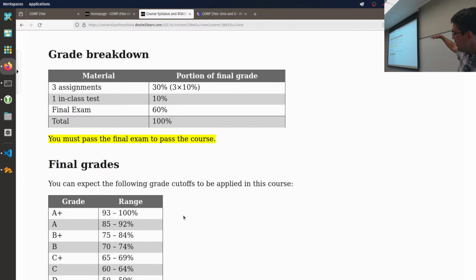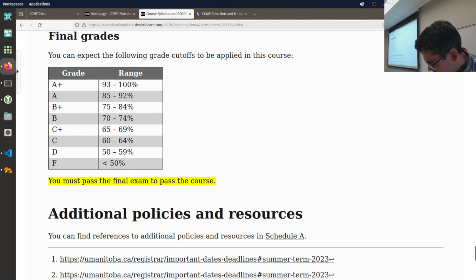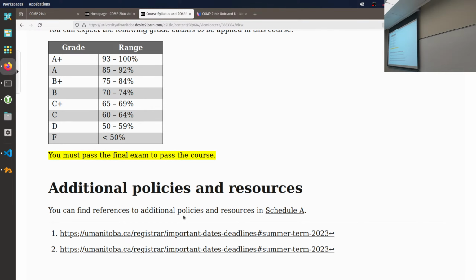We do have this caveat that you must get a passing grade on the final exam to pass the course. So if you get something that's lower than 50%, then the outcome is that you would get an F in the course. The other policies and resources, you can take a look at the Schedule A link. This is also alongside this document, and it's a PDF, and you can find it on the course webpage.